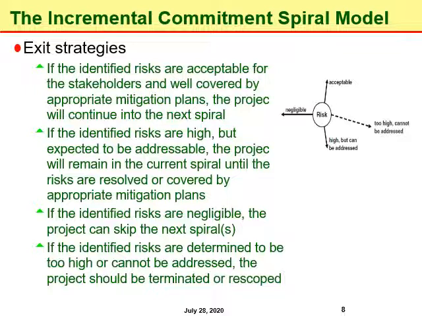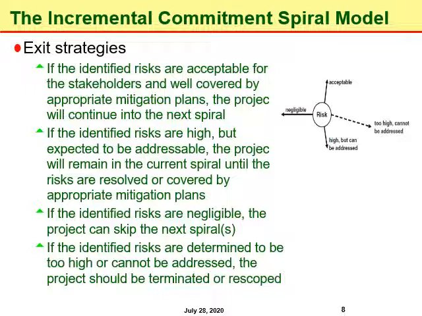Similarly, the second one, if the identified risks are high but expected to be addressable, the project will remain in the current spiral until those risks are resolved or covered by the appropriate mitigation plans. An example would be like working out safety cases for a safety critical system or producing acceptable versions of the missing risk mitigation plans.